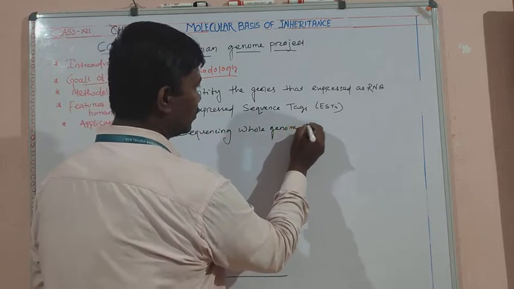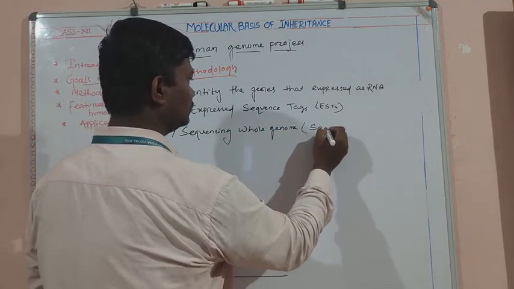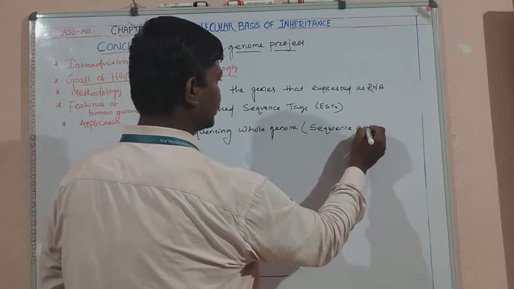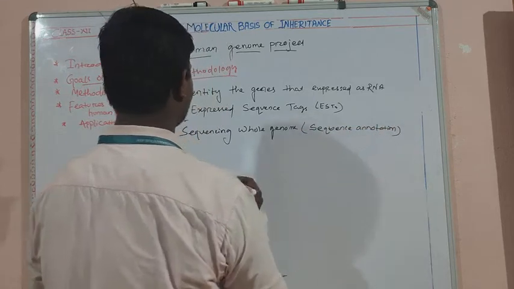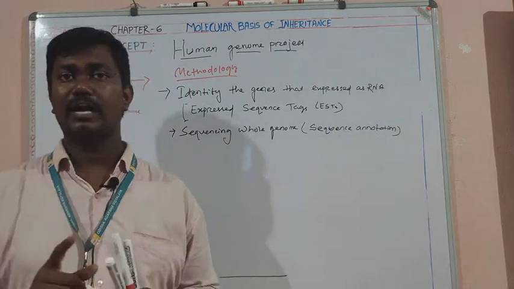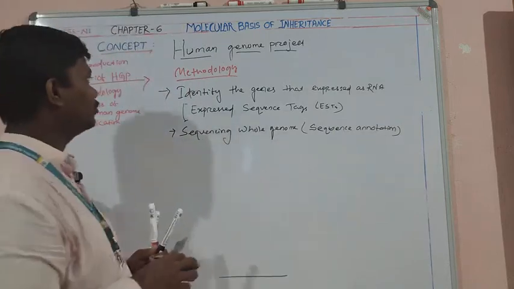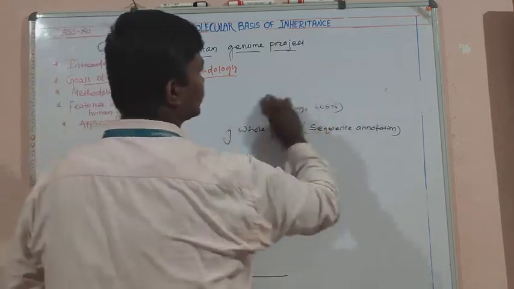Which is popularly known as sequence annotation. Human Genome Project adopted the second methodology for genome mapping, that is sequence annotation.